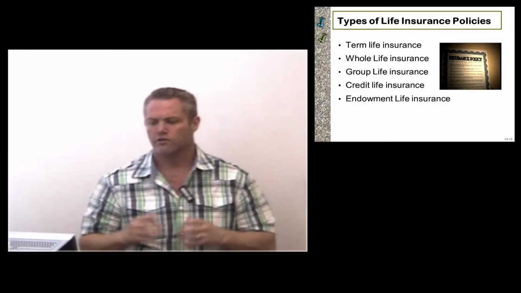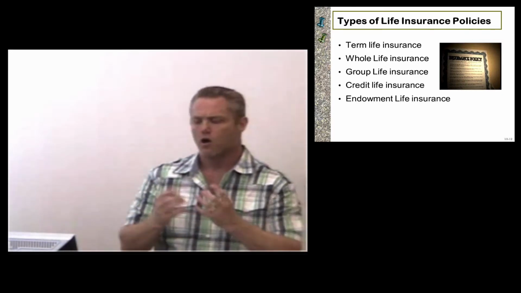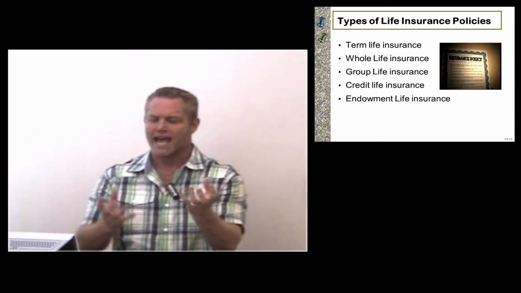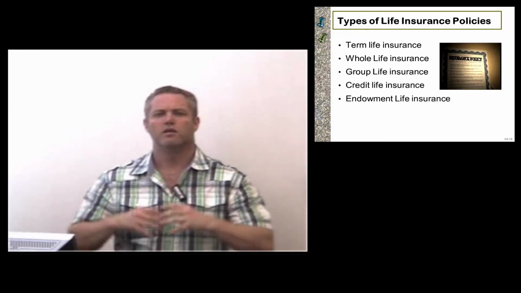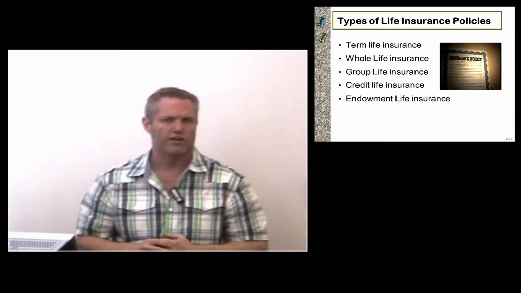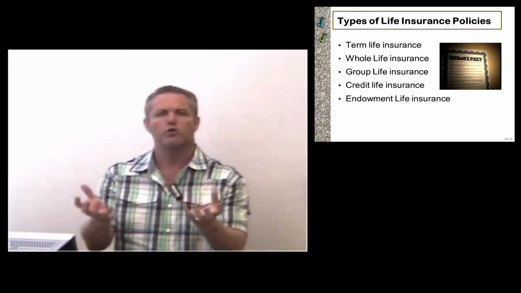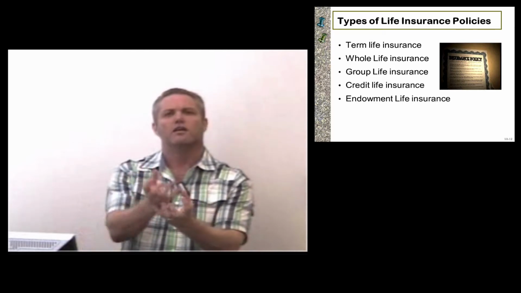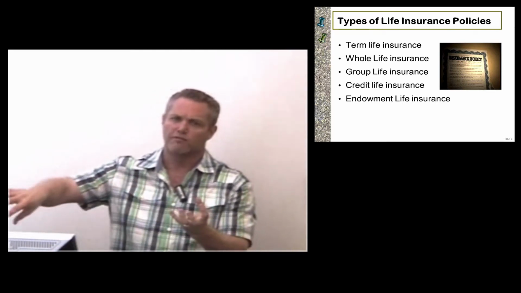Whole life and group life types of insurance policies are kind of a hybrid between life insurance and a retirement savings account. So instead of spending maybe $1,000 a year in life insurance or $400 in life insurance, you're going to spend $2,000 a month in life insurance, and they're going to take a big part of that money and put it into a separate fund.